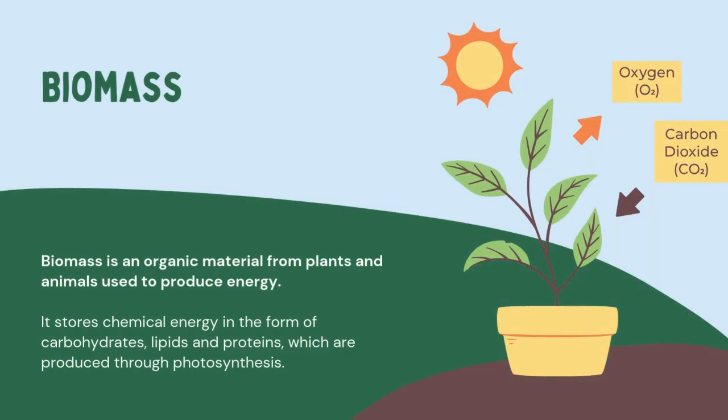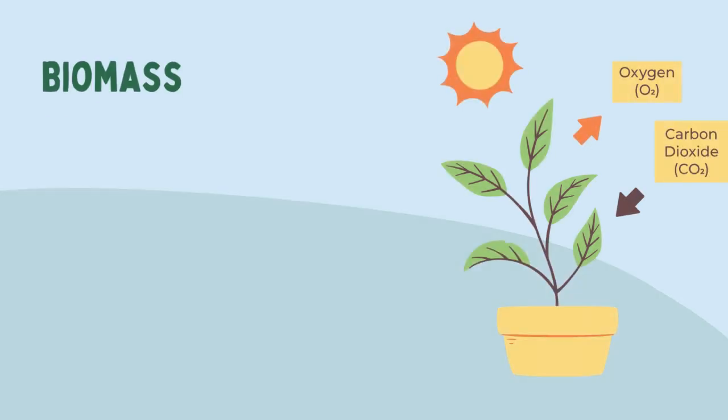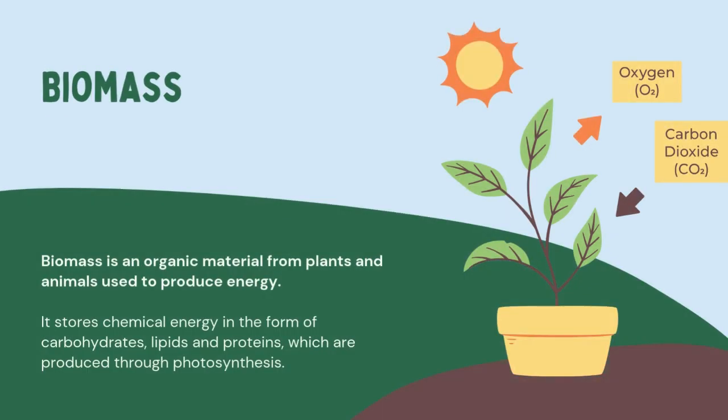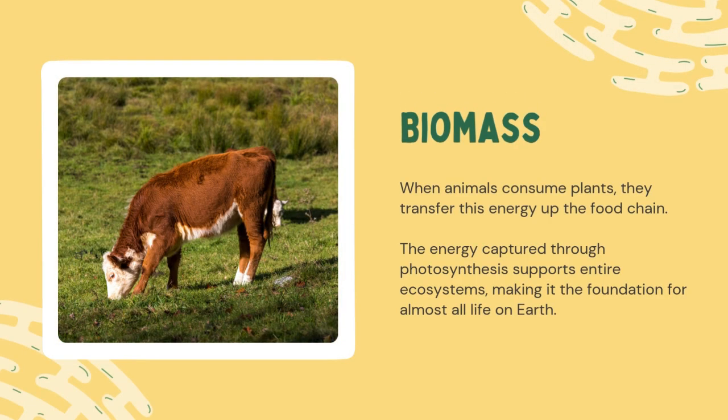Biomass. Biomass is an organic material from plants and animals used to produce energy. It stores chemical energy in the form of carbohydrates, lipids, and proteins, which are produced through photosynthesis. When animals consume plants, they transfer this energy up the food chain. The energy captured through photosynthesis supports entire ecosystems, making it the foundation for almost all life on Earth.